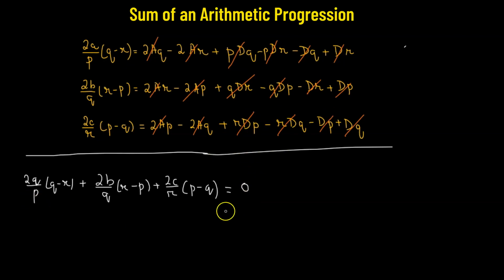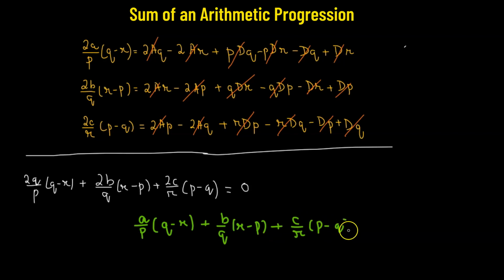And finally we're going to divide each term on both sides by 2, and this is going to give us a divided by p multiplied by q minus r, plus b divided by q multiplied by r minus p, plus c divided by r multiplied by p minus q, and this will be equal to 0. Hence proved.